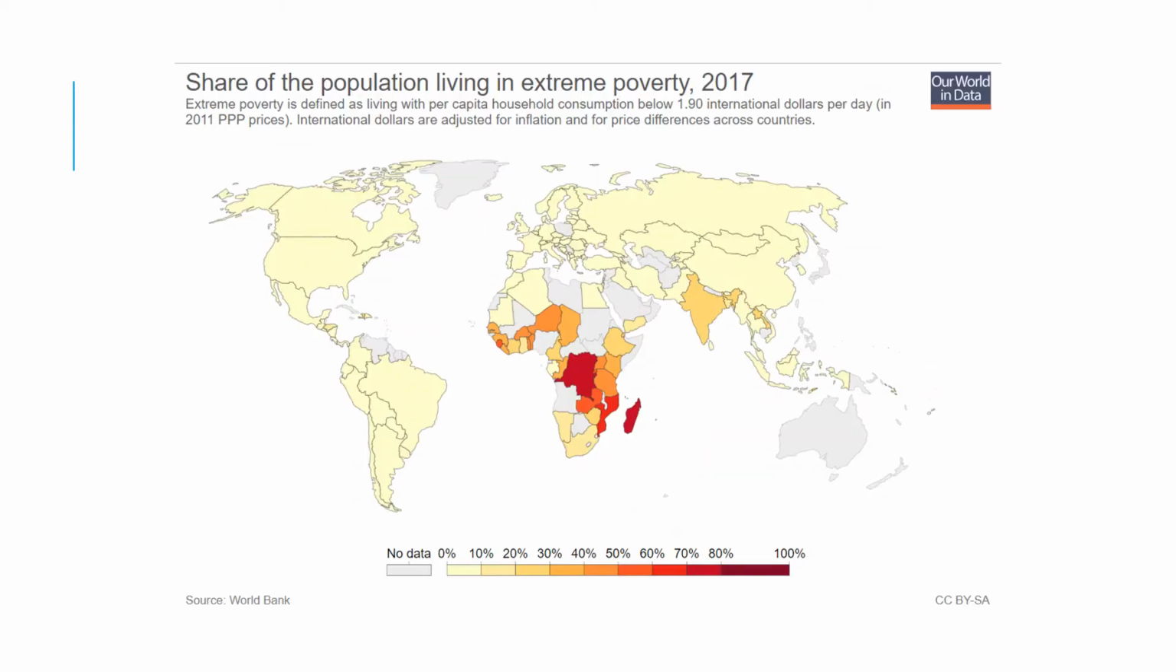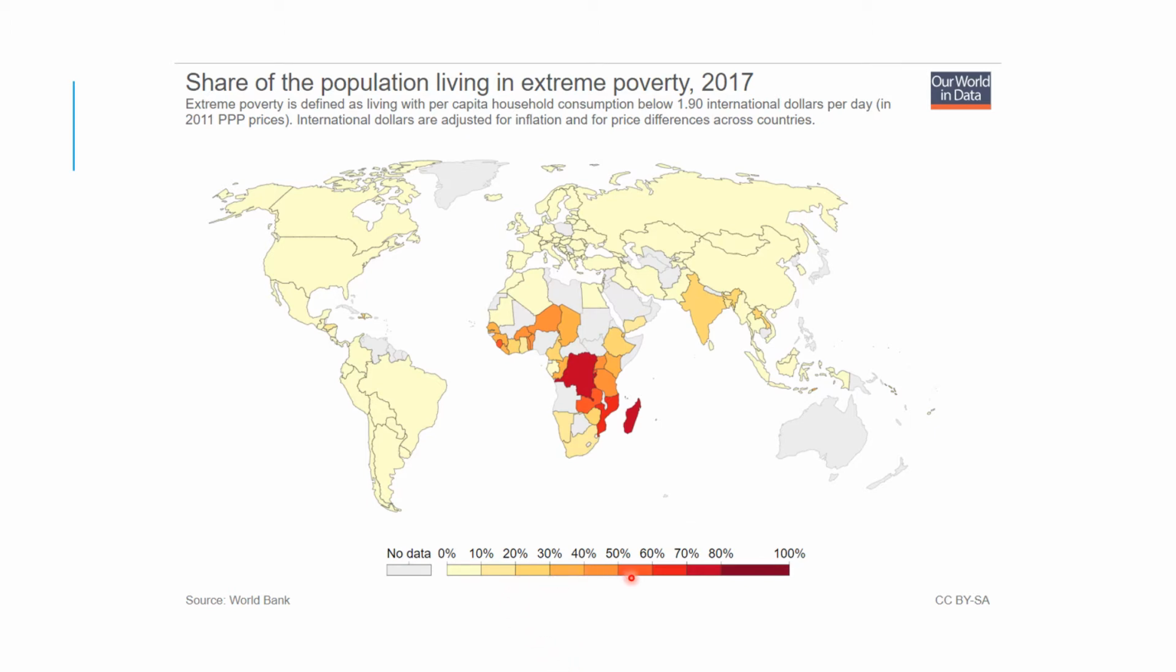If we look more recently, this shows us the percentage of people within a country who live on below $1.90 a day. So if we start off with the light yellow countries, we can see that in these countries not many people live on less than $1.90 a day. So we're talking about Europe, North America, most of South America, Russia, and even China. Very few people here living in absolute poverty.